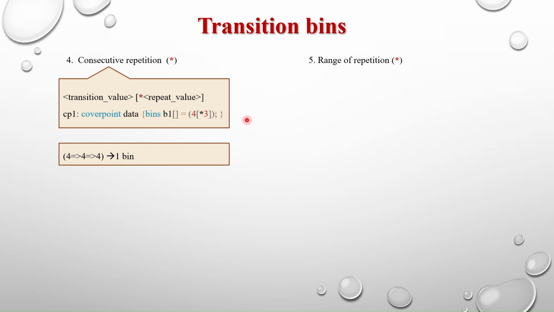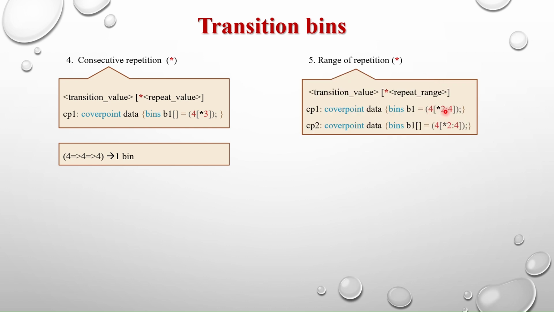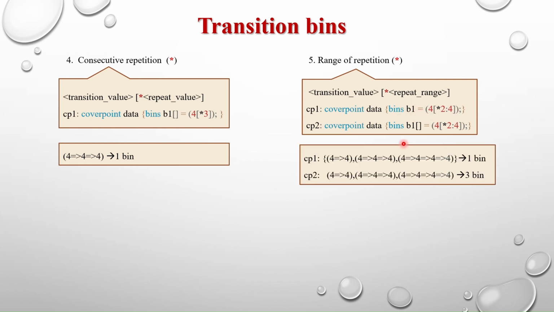And the next one is range of repetition. So here we were giving the single value, 4 is repeating for 3 times, but here we can give the range of repetition value. So 4 star 2 down to 4, that means 4 can be repeated for 2 times, 3 times, or 4 times. There are a total of 3 possible transitions here, and this is a single bin, right? And we are using the scalar bin, so only one bin will be created.